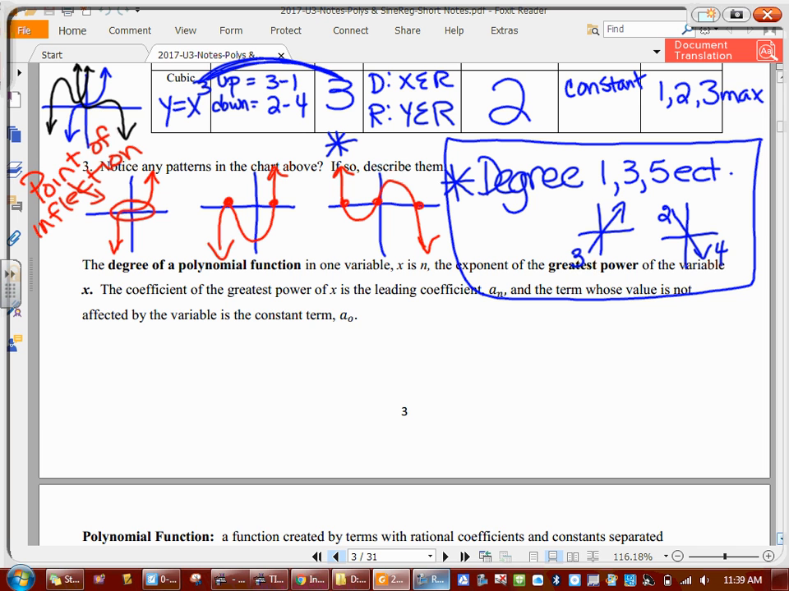So if we read just below this, it's talking about the degree. And this is the basic definition of degree, where it says the degree of a polynomial is the greatest power of the variable x. So whatever your largest exponent on x is, that's your degree. If I have y equals x exponent 7, I have a degree 7. Okay?